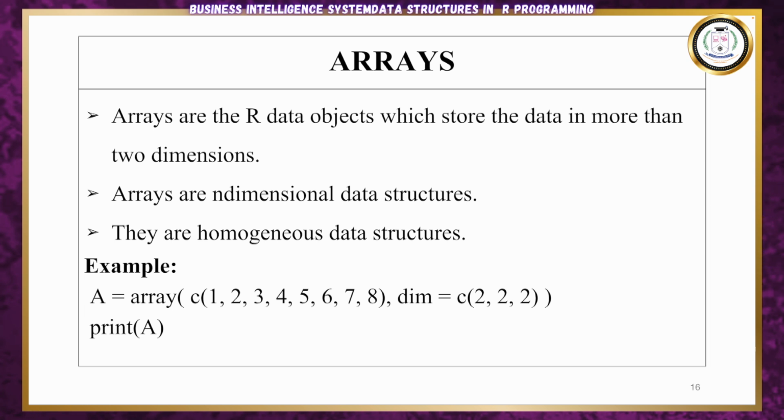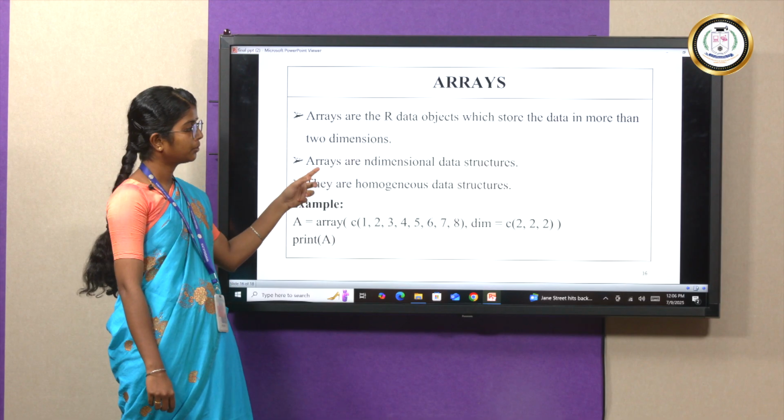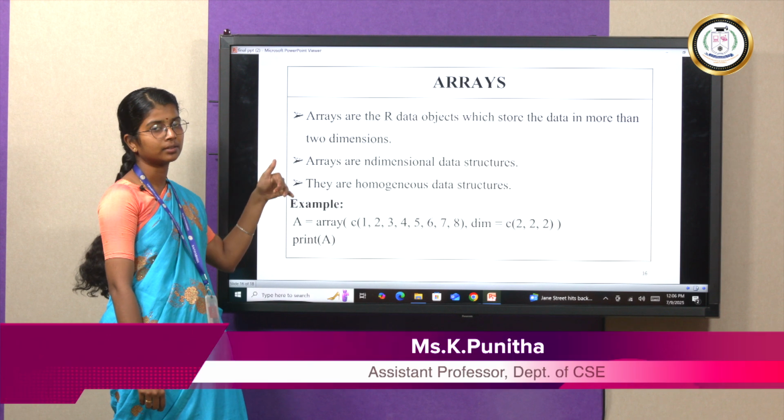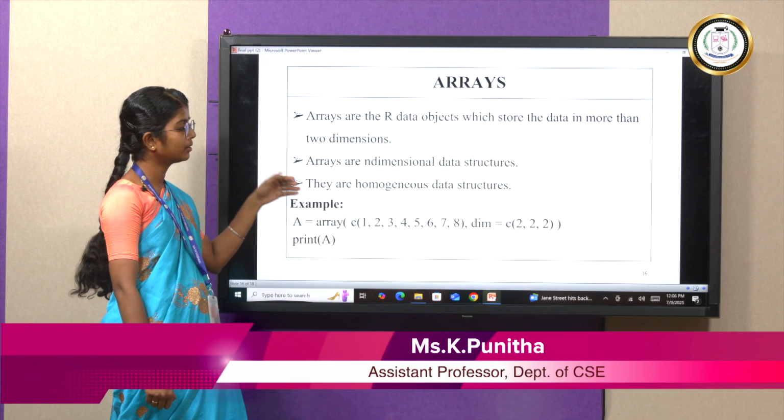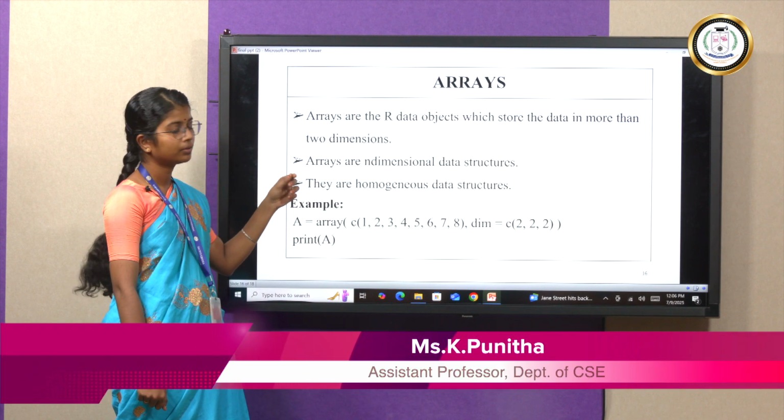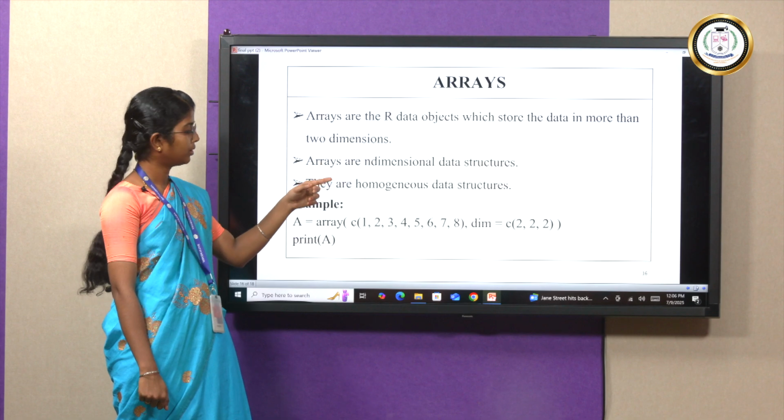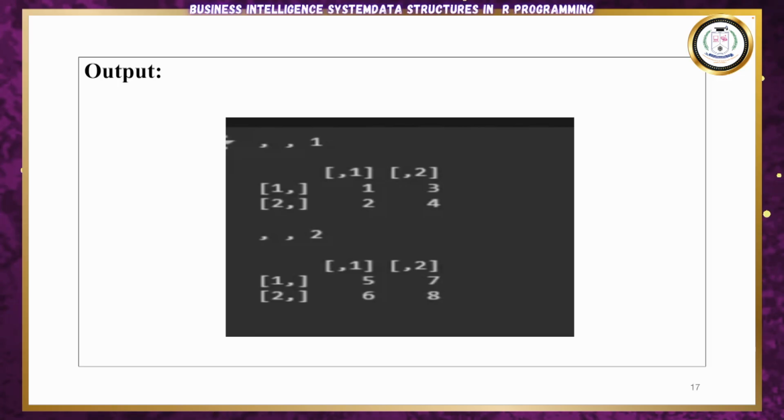For example, A equals array of c 1, 2, 3, 4 till 8, and you are giving your dimension as c 2, 2, 2. The first 2 represents the two matrices, that is, two rectangular matrices, the second 2 represents the rows, and the third 2 represents the columns, and you are giving print A. So in this you are seeing two matrices, each having two rows and two columns.